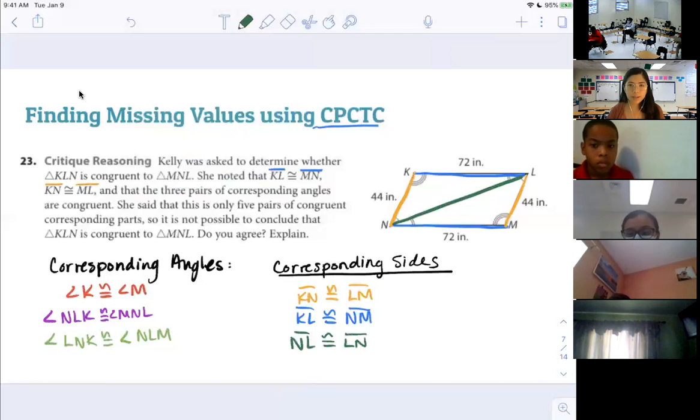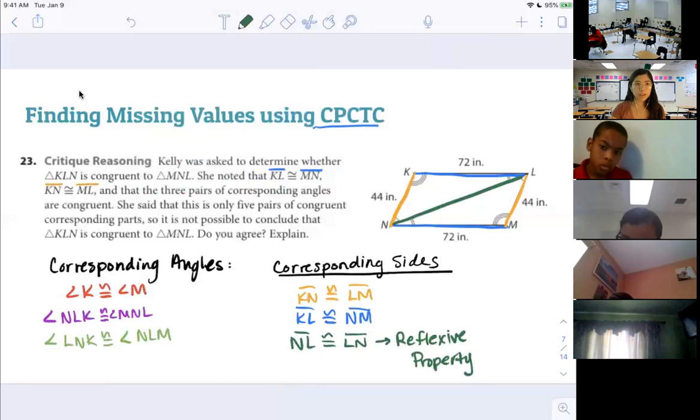So what's that saying? It's basically showing you that both triangles share that same side. They share it together, and because they share it, it has to be congruent to itself. And so what this is called, and I want you guys to write this one down, is the reflexive property. The reflexive property is when you state that a side or an angle is congruent to itself.